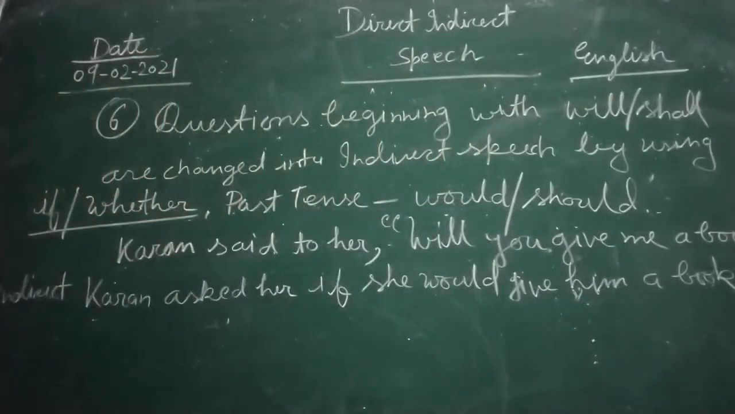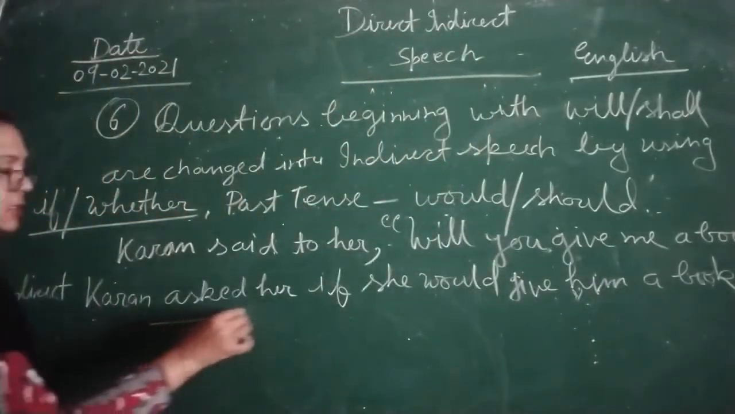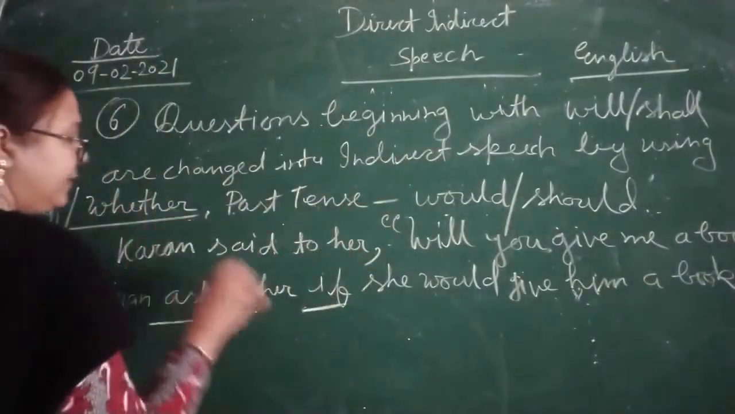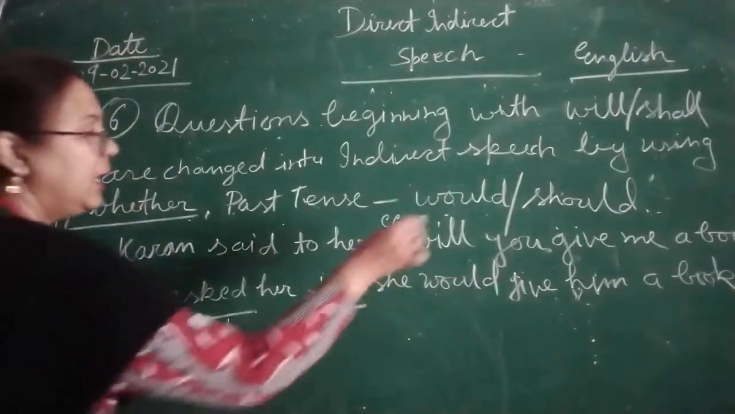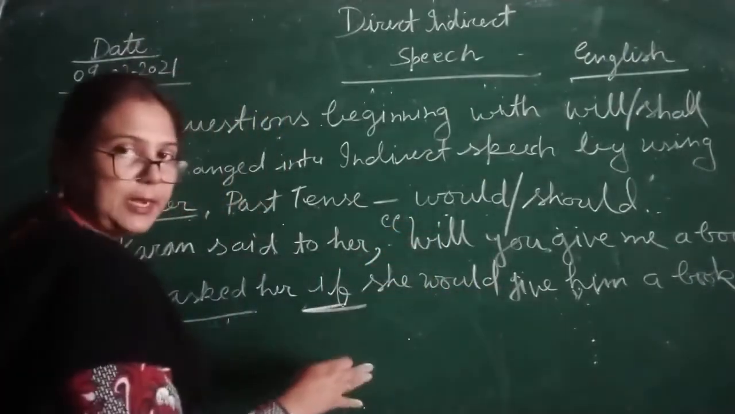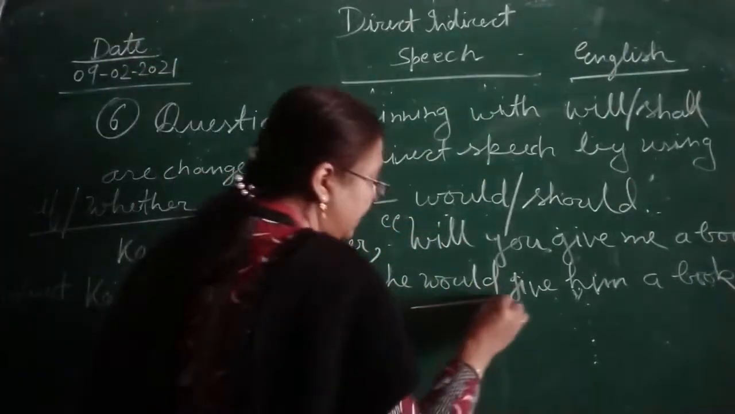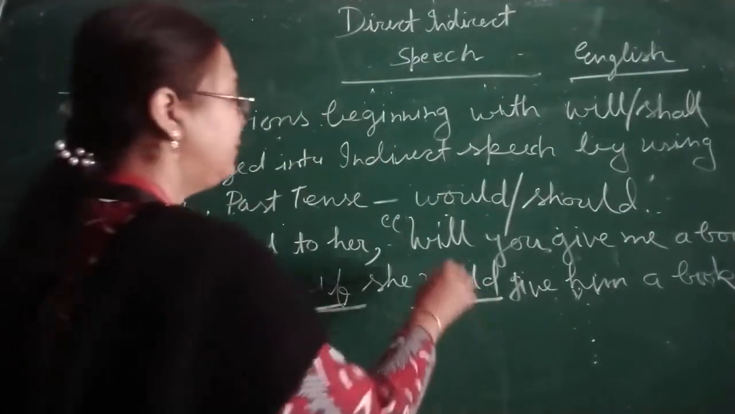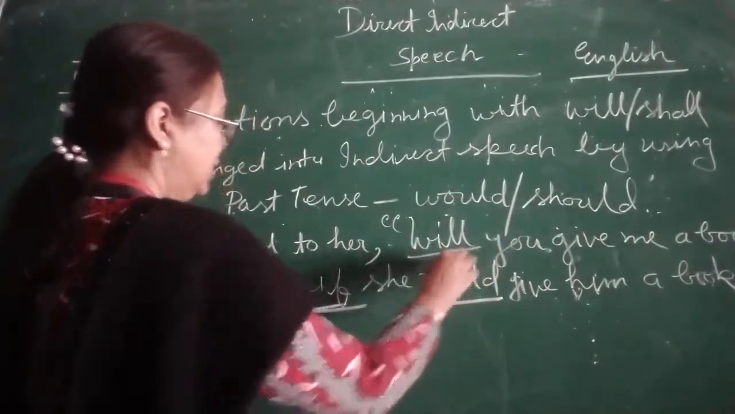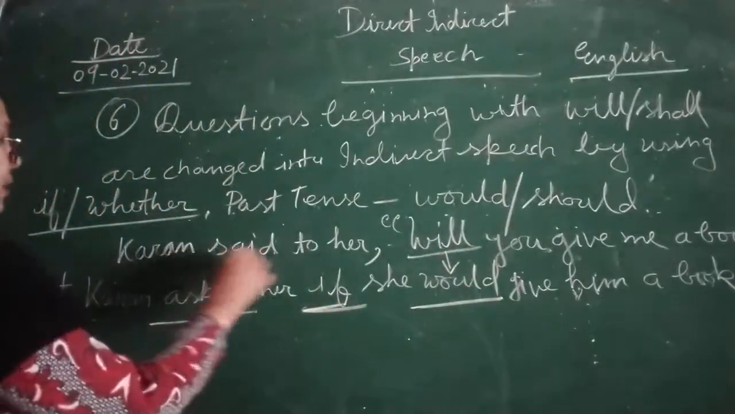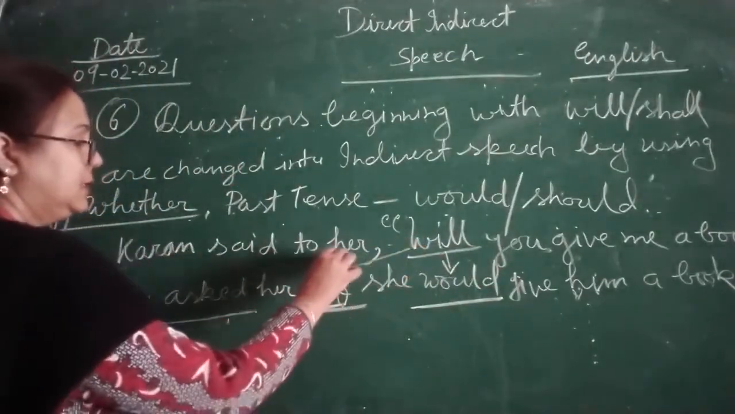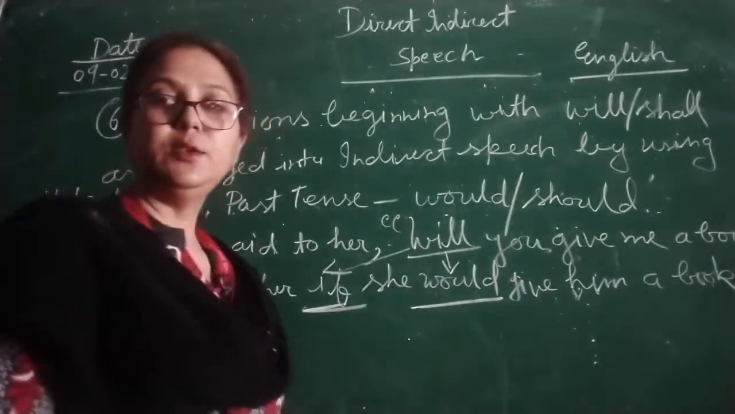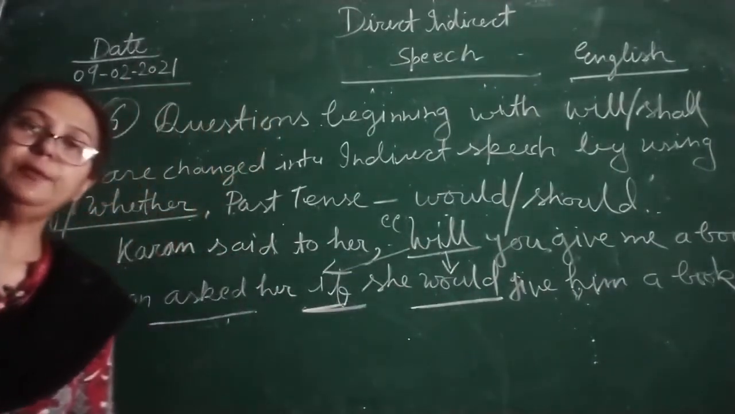Now here you can see the changes. Asked is used, and here will and shall is there, so if and whether we will use, and because we have to write in the past tense, will becomes would. So here you can see will has become would, and this if we have used. So children, likewise we will change.